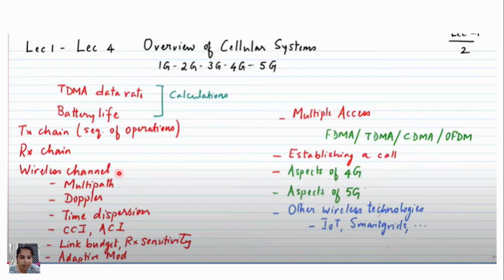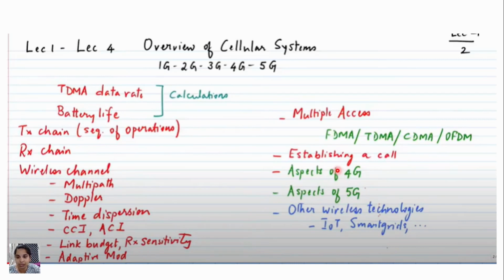So what are the different topics that will come when we think about the channel? First thing will be multipath. Second thing is Doppler. Whenever there's velocity, there's a Doppler associated with it. And because of multipath, you'll have time dispersion. And then you saw co-channel interference, adjacent channel interference, and the way to calculate the link budget, receiver sensitivity, and then adaptive modulation, which is based on the SNR. If you have a better SNR, then you could go for higher modulation and so on.